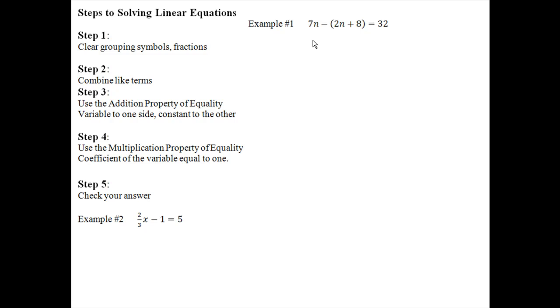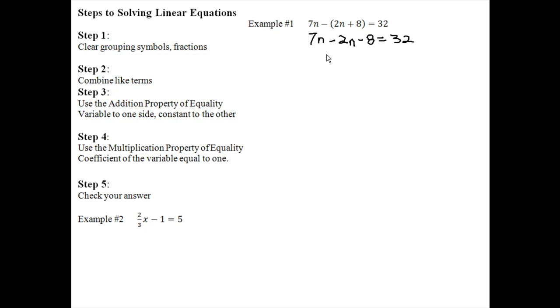The first step says clear the grouping symbols. That'd be the parentheses. So what I need to do is multiply through by that negative. That's actually a -1. So you're going to change the signs of everything inside the parentheses. So this would be 7n minus 2n. And here's where people make mistakes. Right here, that's got to change to a -8. You got to change both signs. Equals 32. So step 1 is to get rid of any grouping symbols, any fractions.